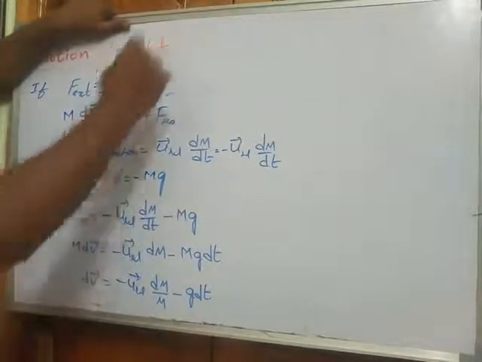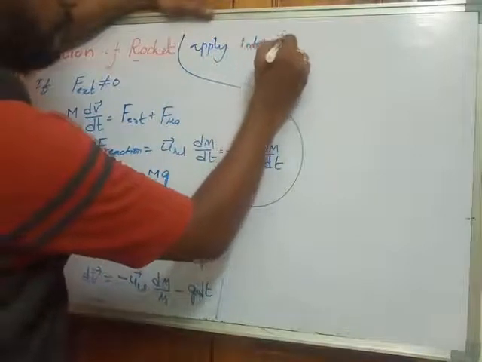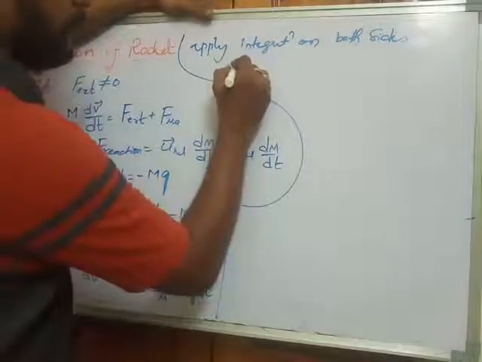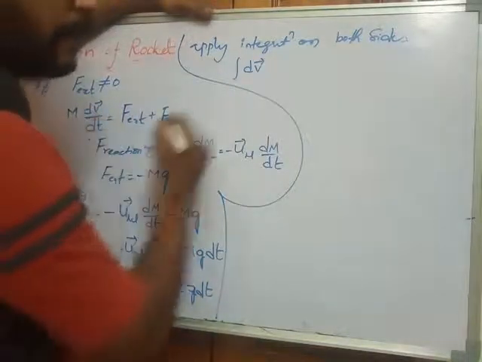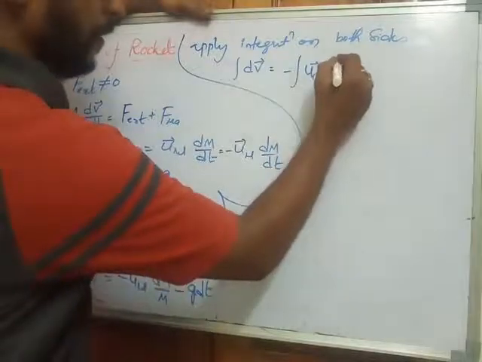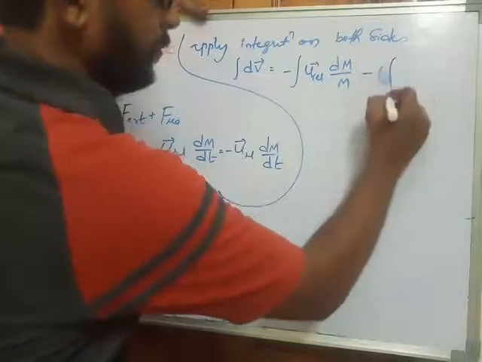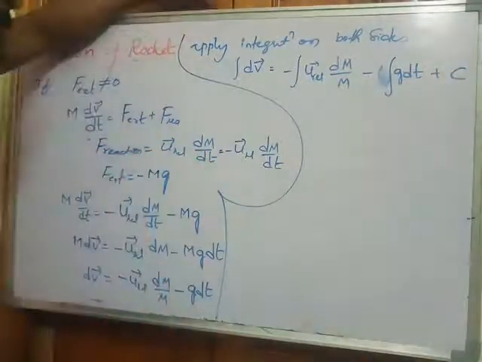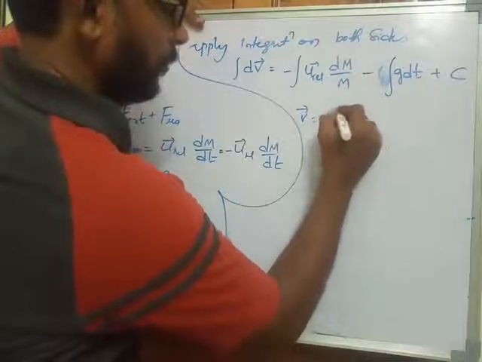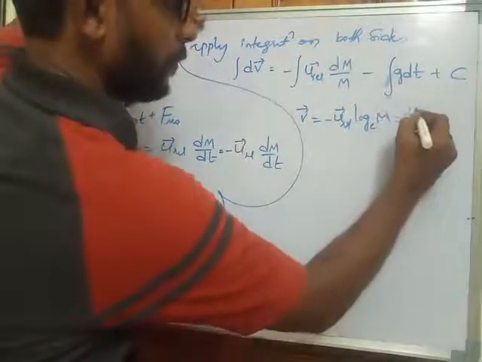Now let us apply integration on both sides. Already we know the integral of dv bar is equal to minus relative velocity times the integral of dm by m, and minus g outside, the integral of g dt, plus a constant c. Applying integration, we get v bar is equal to minus u, the relative velocity, log e m, minus gt, plus c.